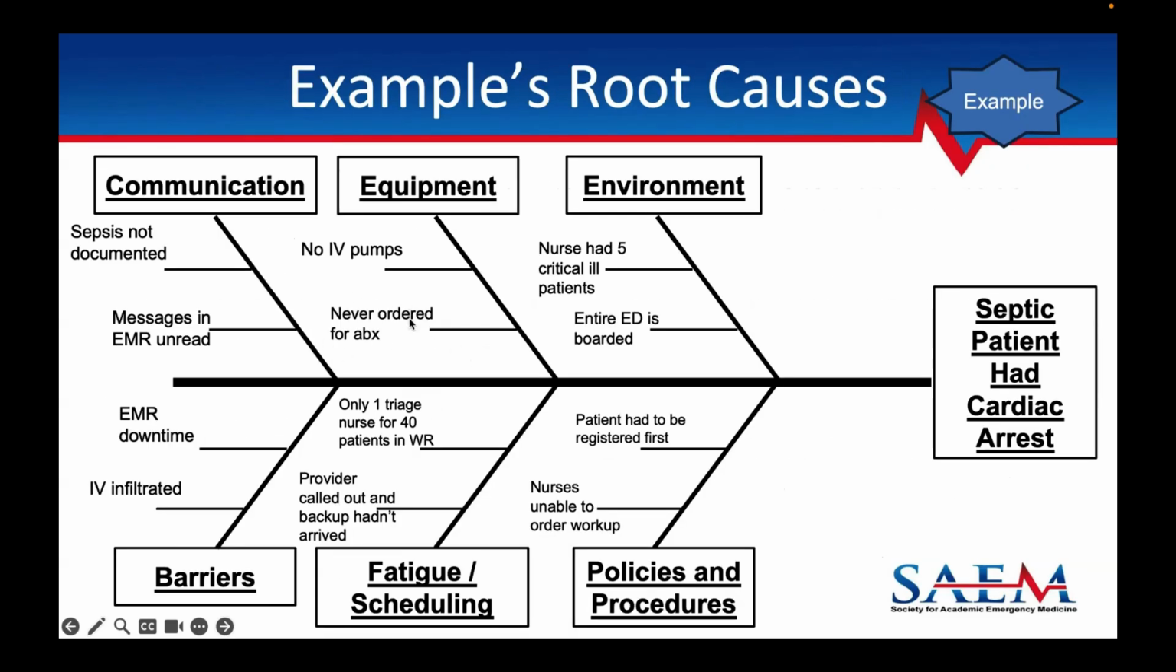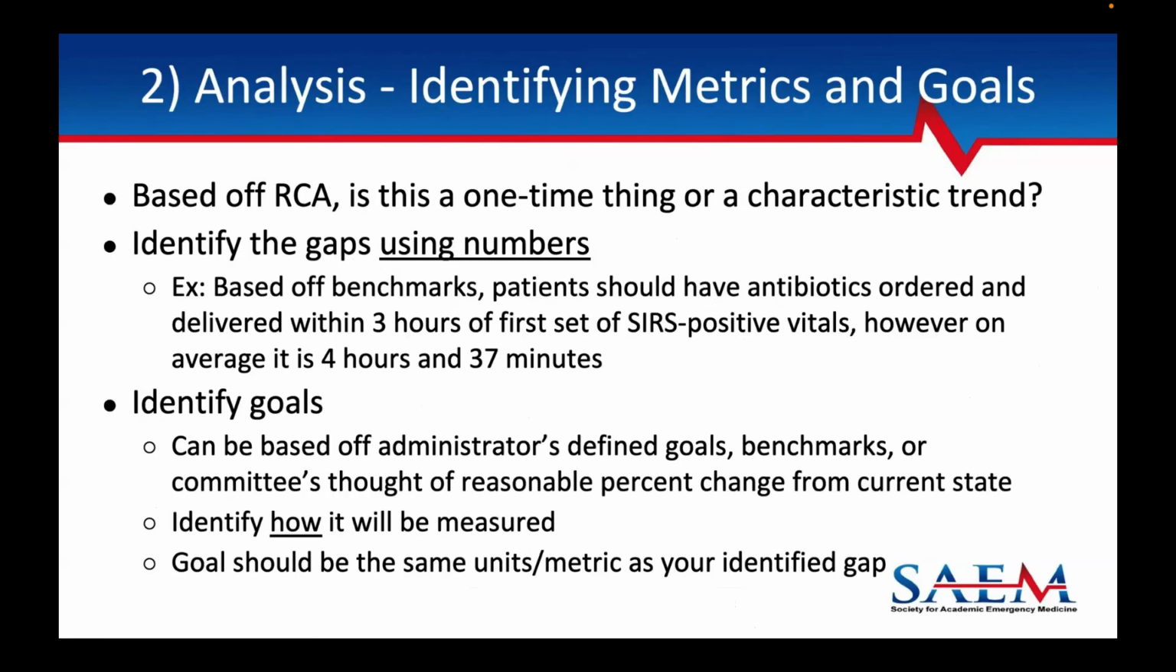So then what you do is you say, okay, let's address never order for antibiotics, or let's address never order for antibiotics and the nurse having multiple patients and the provider called out and backup hadn't arrived. Let's say all of that stuff happened. You could create a multifaceted approach. You could create a one-sided approach. It is up to you and what your team decides. But what you'll do is you'll sit there and say, here are our gaps. So you want to say, how are we deficient?